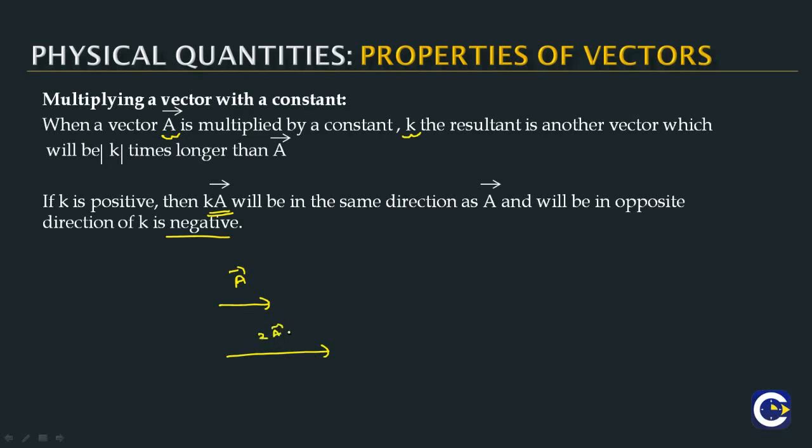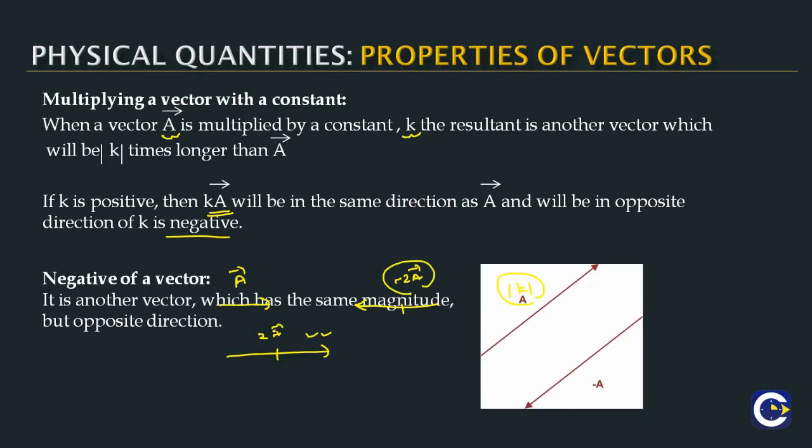then 2a bar will be in the same direction as a bar, but length will be just twice. Whereas if I take minus 2a bar, in terms of the length it will also be 2 times, but direction will be exactly opposite. So any vector, if it is multiplied by a constant k, the resultant vector will be modulus of k times longer than the vector a bar. Why we are putting the modulus is because k can sometimes be positive, sometimes negative. The direction part will depend upon the k sign. If k is positive, the resultant will be in the same direction as a bar. If k is negative, the resultant will be exactly in the opposite direction.